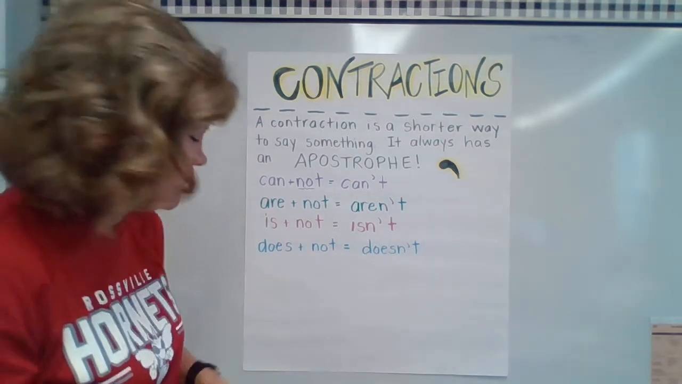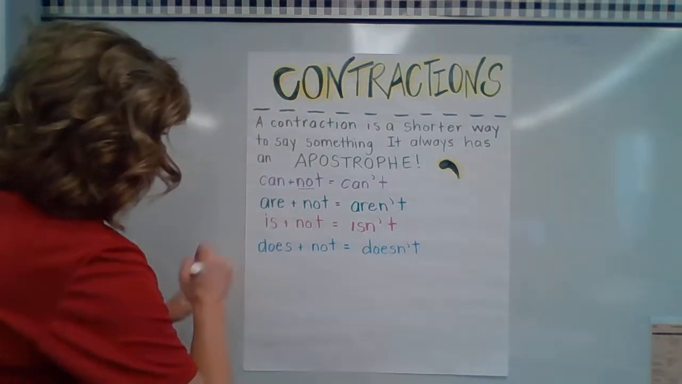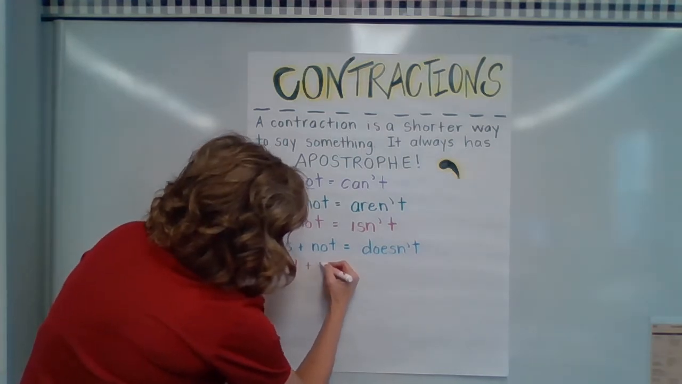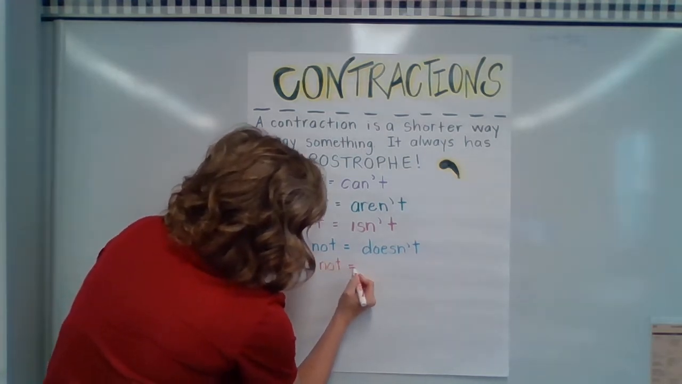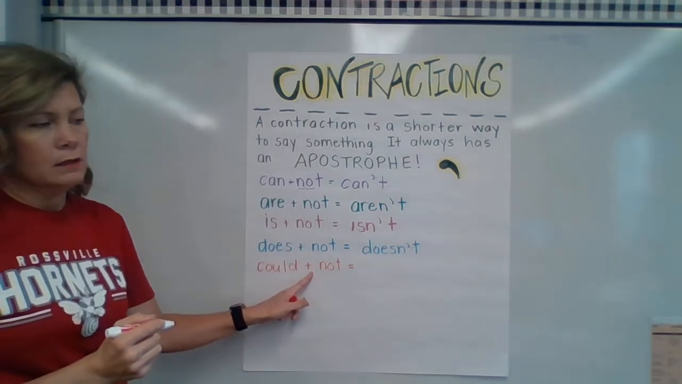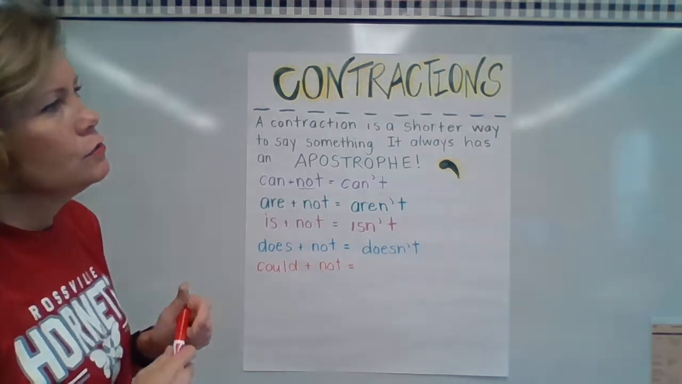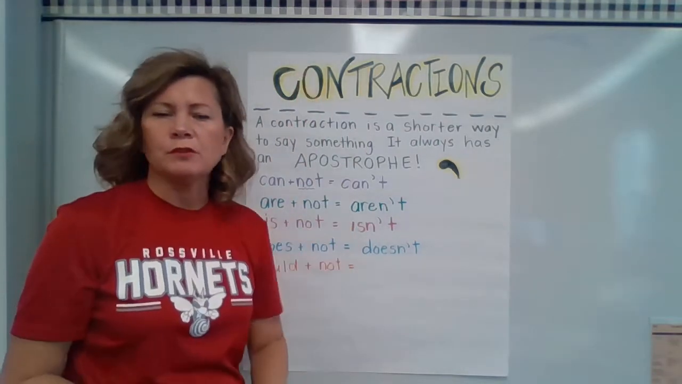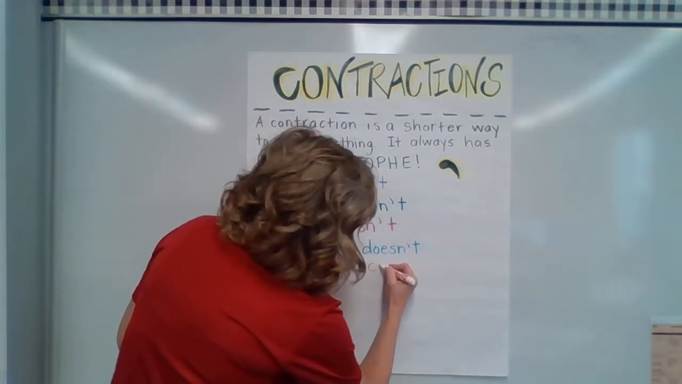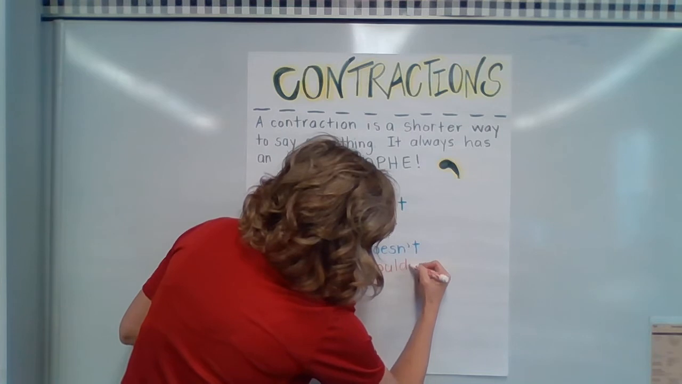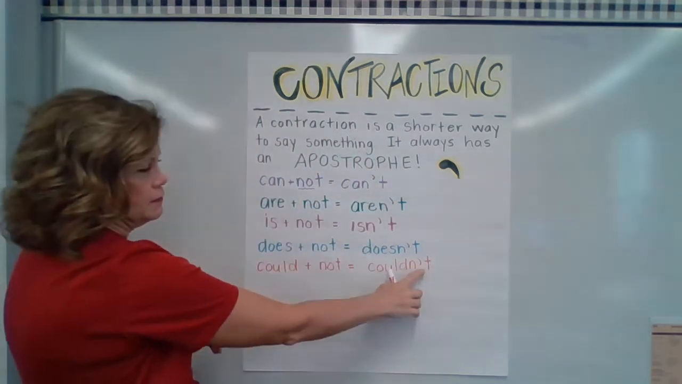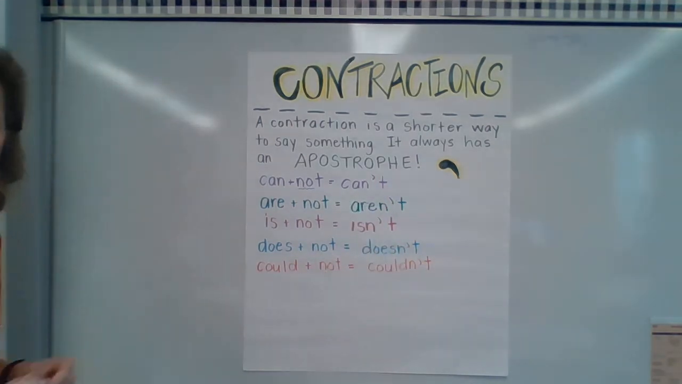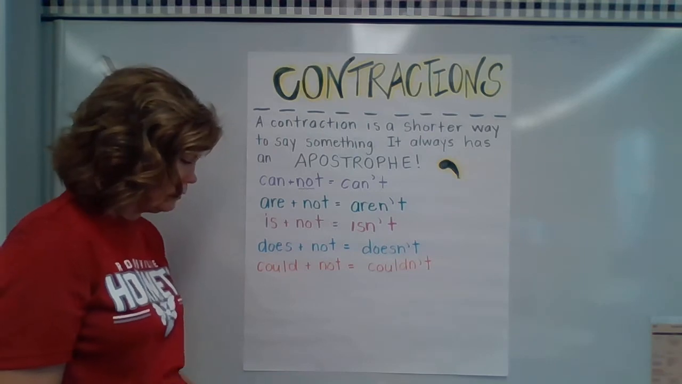How about could and not? Okay? Could not. What if I said Jonah could not rake all the leaves because they just kept falling off the tree? Okay? We would say couldn't. Again, we left out the O and we put the apostrophe. And if you look at them, the apostrophes are all floating up there in the air. They're not down on the ground. They're all floating up in the air, okay?